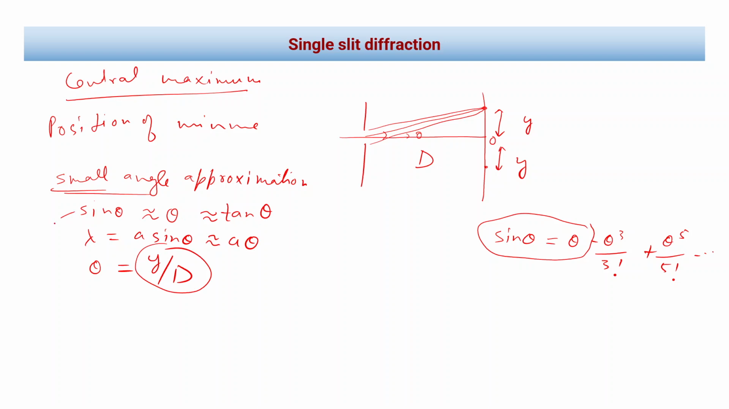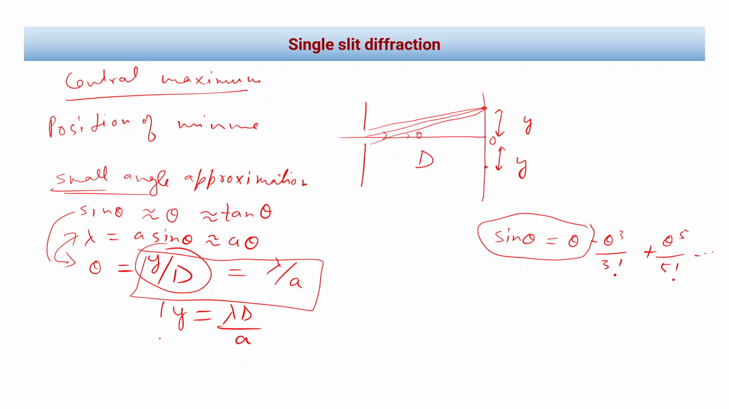So from here, and when I compare these two, I will get y by d is equal to lambda by a, and from this y, that is the position of the first minima, will be lambda d by a. Okay, this is an important formula.